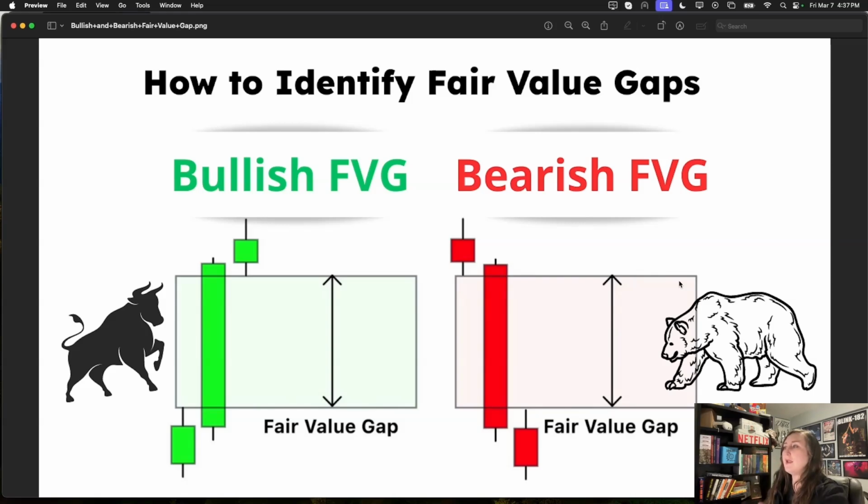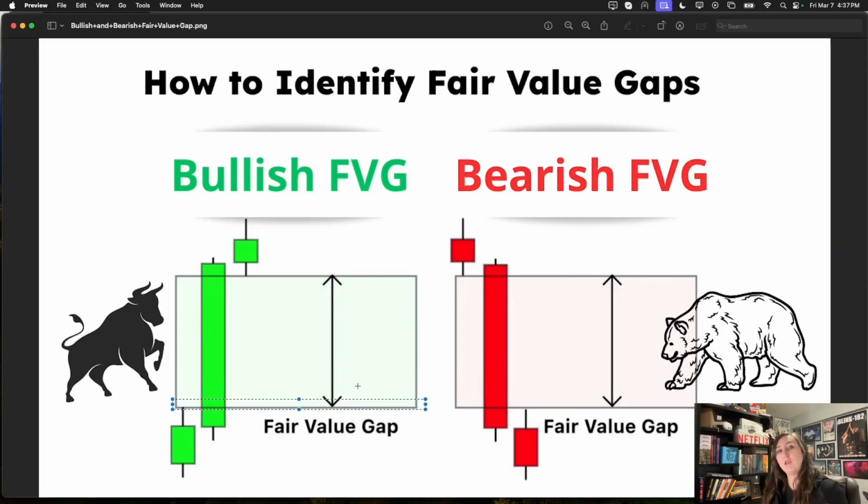So first, how do we identify fair value gaps? You are going to have 3 candles in a row, okay? And you're going to have bullish fair value gaps and bearish fair value gaps. So we're going to have a wick, usually, or just a candle, and another wick. If it doesn't close, so let's say this candle actually went all the way down here, that would not be considered a fair value gap because there's no gap in between those candles, right? So we do have a gap here, and you'll see this line matches with this line, and this line matches with this wick here. So that creates a gap right there.